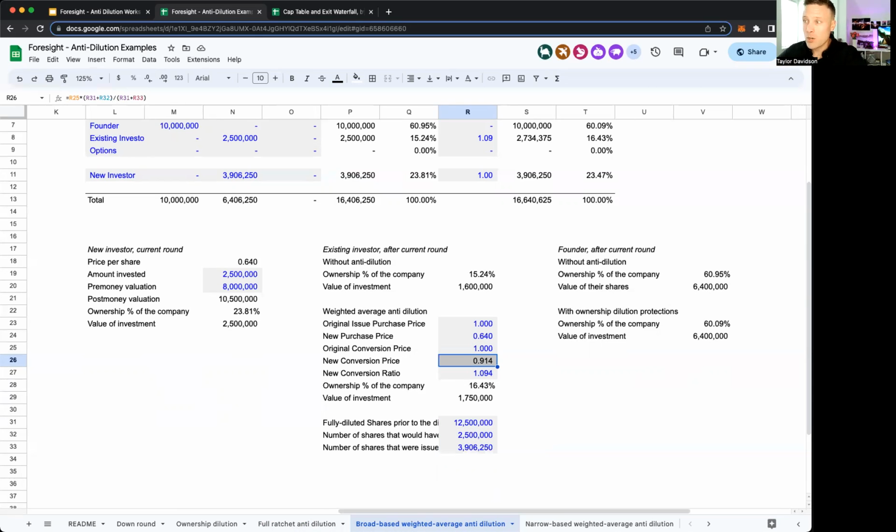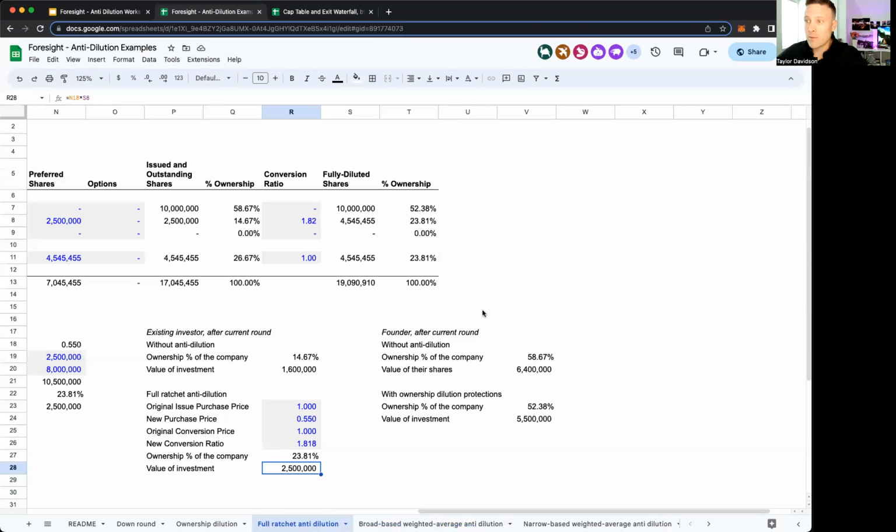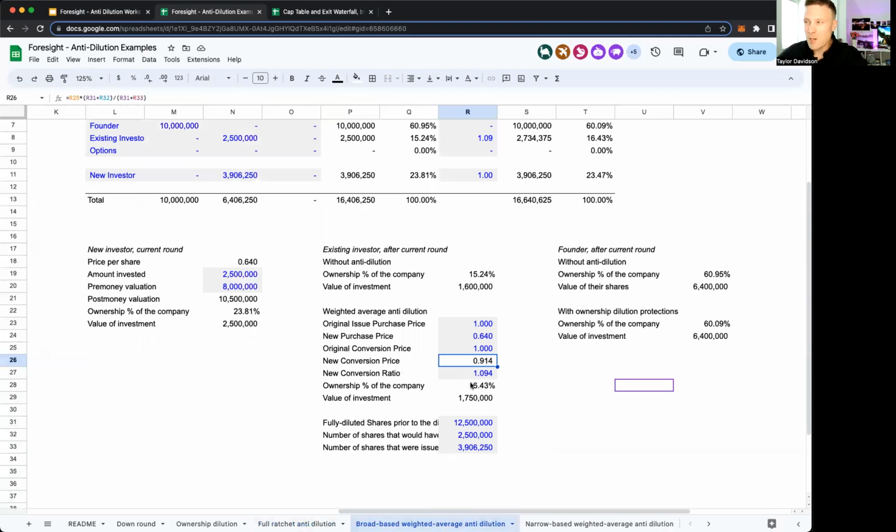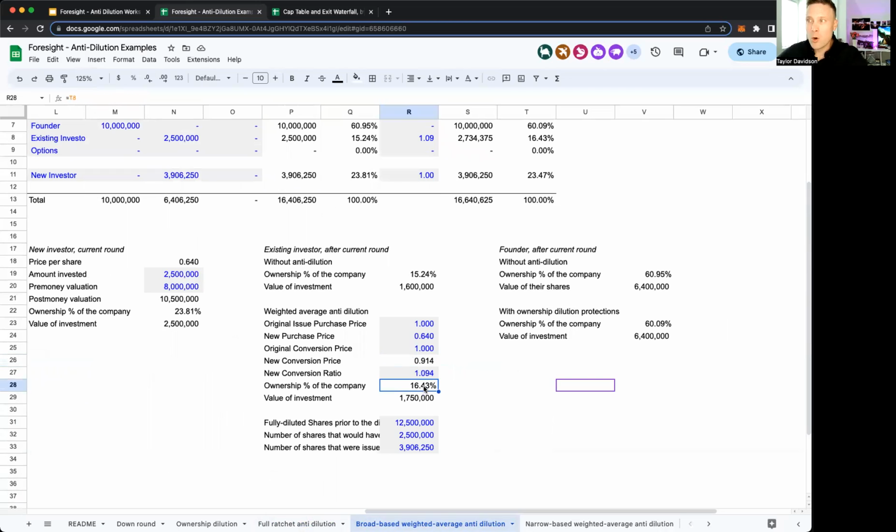Now you'll notice it's nowhere near as dramatic as the full ratchet. The full ratchet ups the conversion ratio to, in this case, 1.8, whereas here it's only 1.09. So it's not a large impact. They increase their ownership percentage to 16% instead of 15, and increase the value of their investment from 1.6 to 1.7. So they still got diluted, but they got some compensation for that happening.